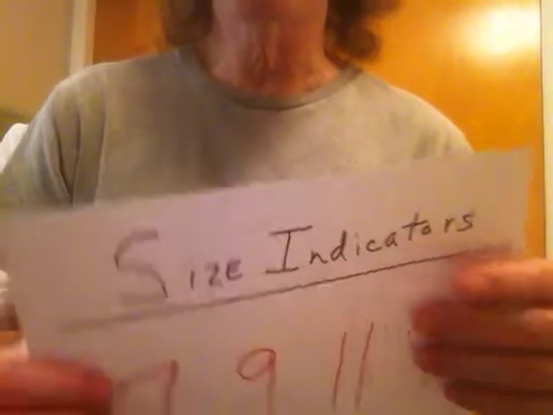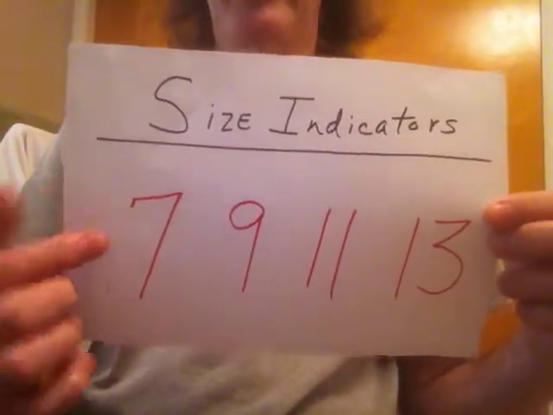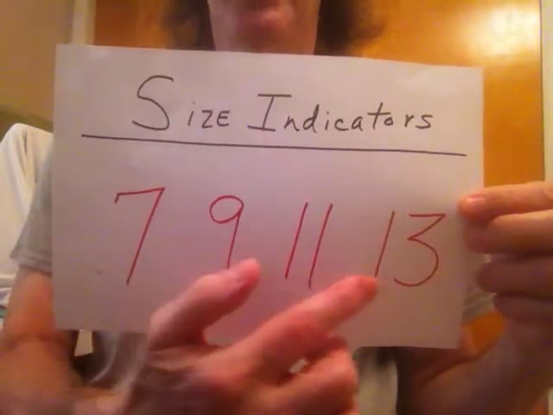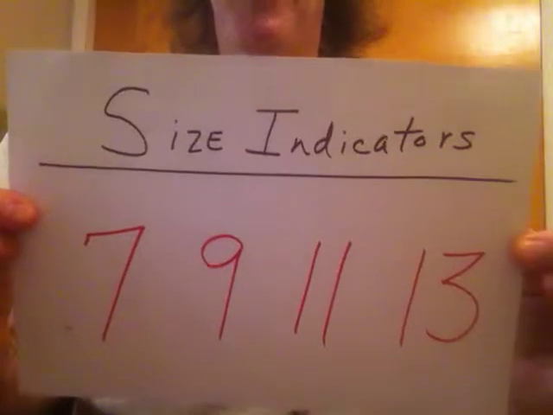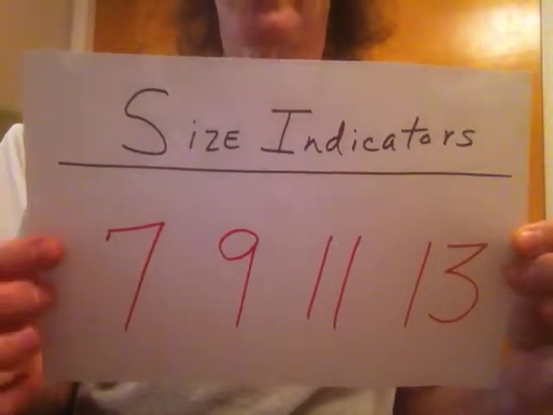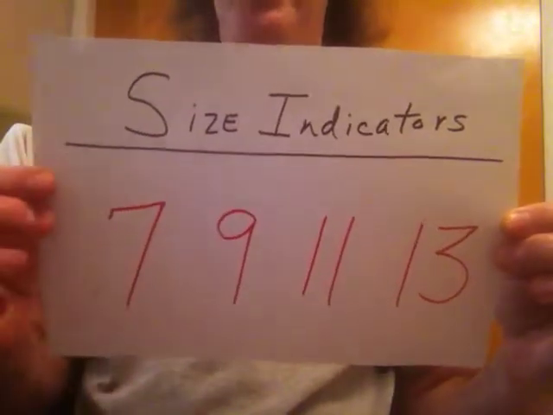Then you have your size indicators. It tells you the size of the chord, the bass chord. We have 7, 9, 11, 13. And I showed you a whole bunch of pictures of those in previous videos. So this is the size of your bass chord. There's only four numbers used.